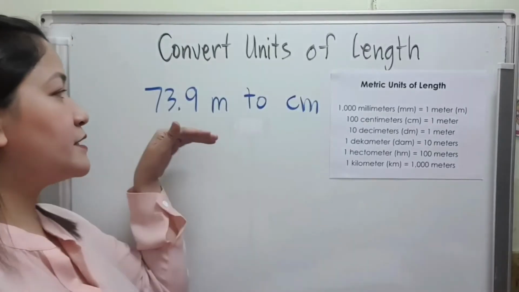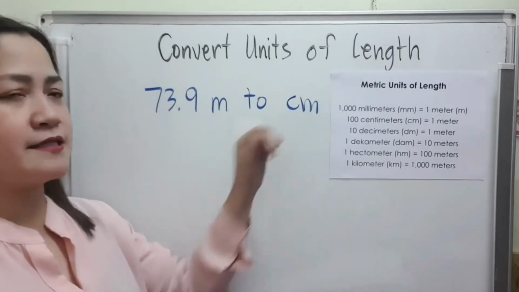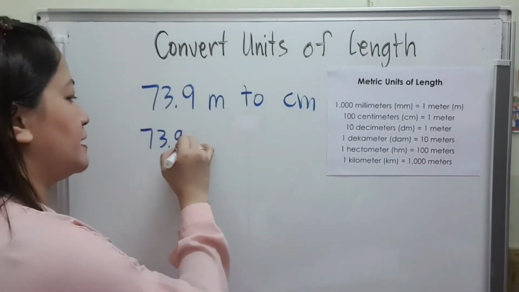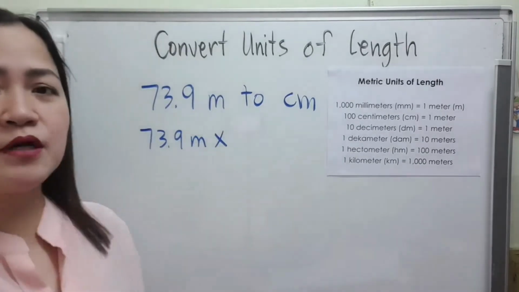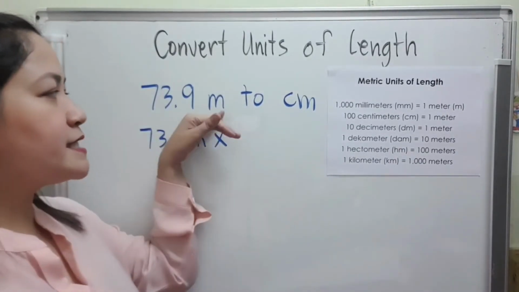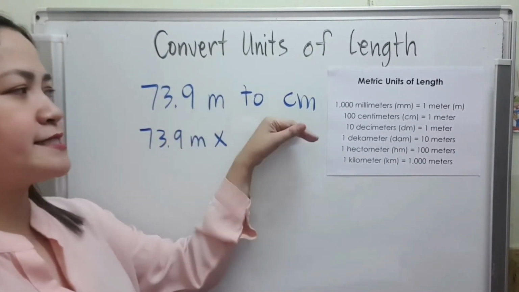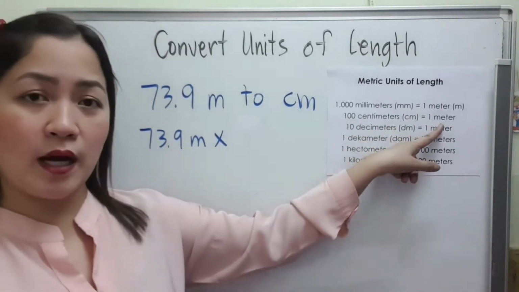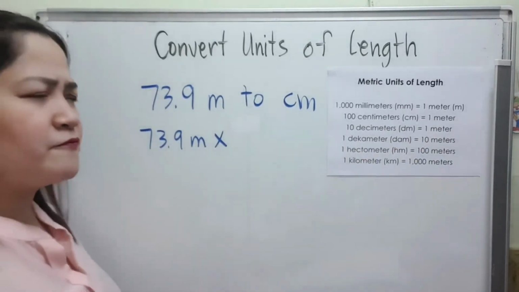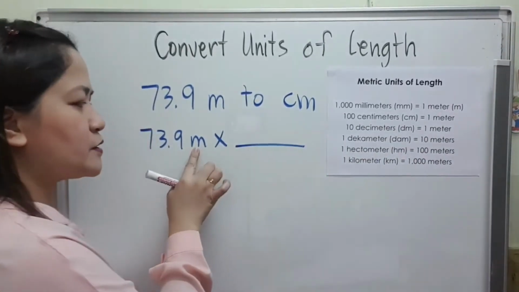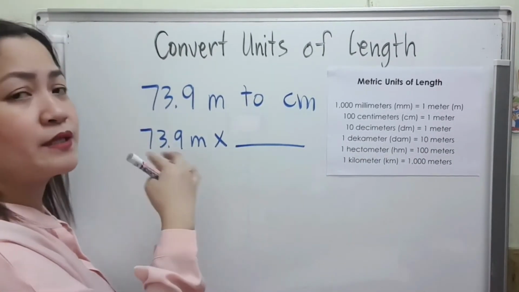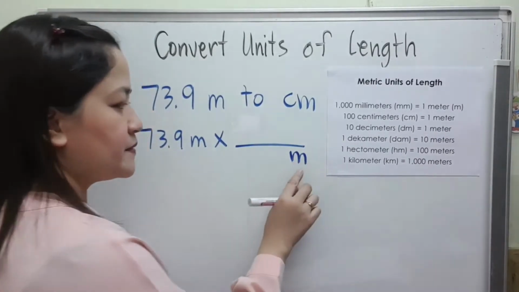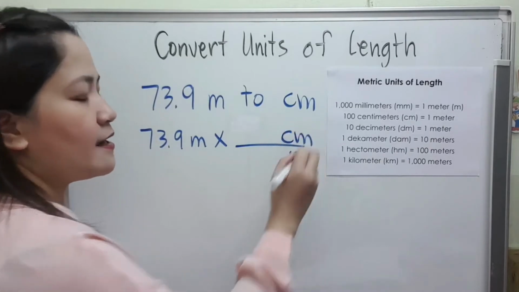Let us convert 73.9 meters to centimeters. So first, let us write 73.9 m times, remember we will use the same process. Now see the relationship between meters and centimeters. So for every 100 centimeters, that is equal to 1 meter. Since we are going to eliminate m or meters and we need centimeters, then we are going to write m down and centimeters up.